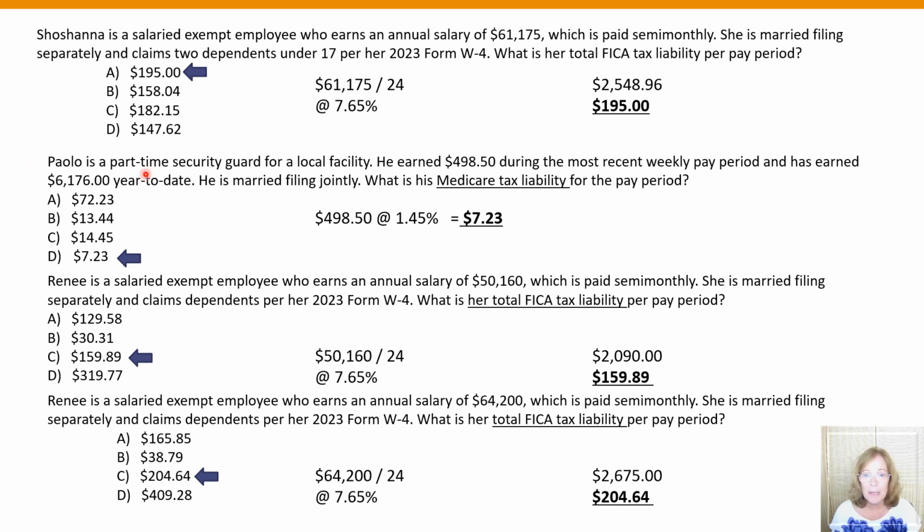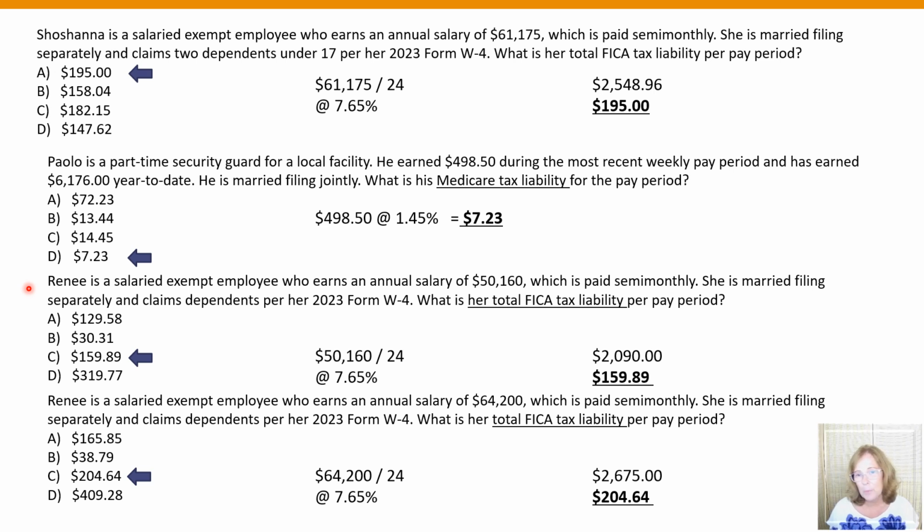To calculate the Medicare tax liability, we multiply the gross wages, because there are no pre-tax deductions, by 1.45% to arrive at $7.23.